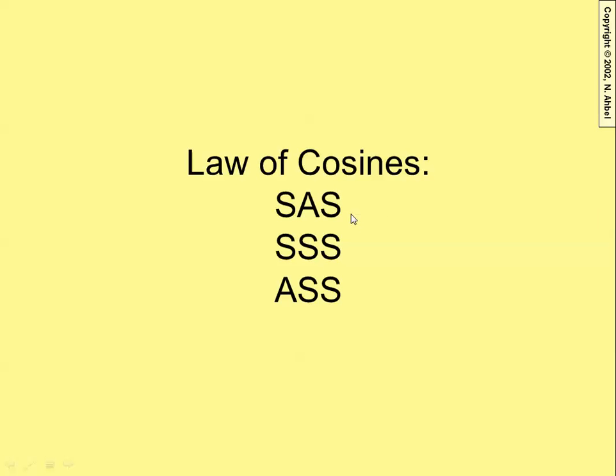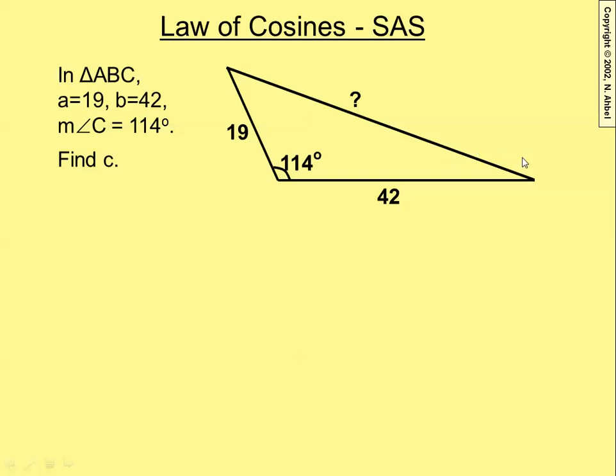Law of cosines: side angle side, side side side, and angle side side. When you're given information like this without a triangle, I suggest first that you draw just an equilateral triangle that's not to scale and put the information that you're given, and then use that not to scale triangle to make one that is to scale. So here's one that's to scale.